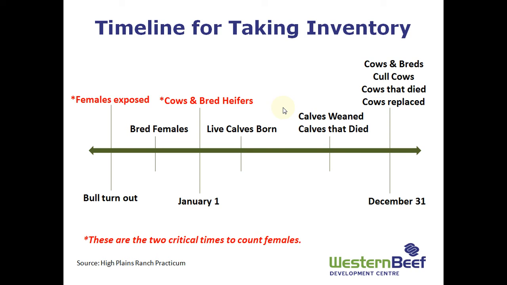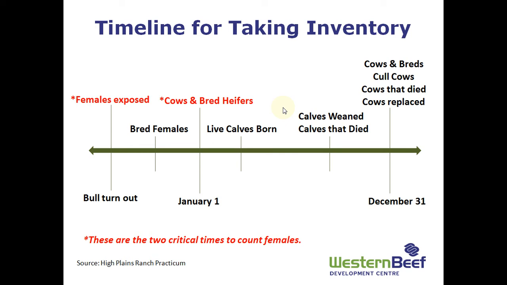So when the breeding season starts, how many females did you expose to breeding? At preg check, how many females were confirmed pregnant? How many were open? January 1st, or the winter feeding start or the start of the year, another cow count would be useful. Then also keep track of your calves that were born, calves that were weaned, calves that were lost, death loss. And then by the end of the year, you want to know the number of cows and bred heifers you have on hand, cows that died, cows that were replaced.